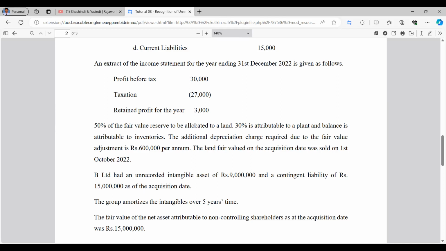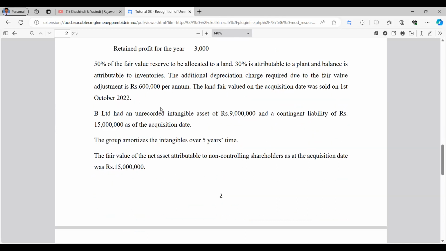For such adjustments, it's given that the additional depreciation charge required due to the fair value adjustment is 6,000 per annum. The land at its fair value at the acquisition date was sold on 1st October 2022, so you want to adjust those things as well. B's unrecorded, unrecognized intangible is 9,000, and the contingent liability is 15,000. I'm ignoring the last 3 zeros. On the acquisition date, the group amortized its intangible asset over 5 years.